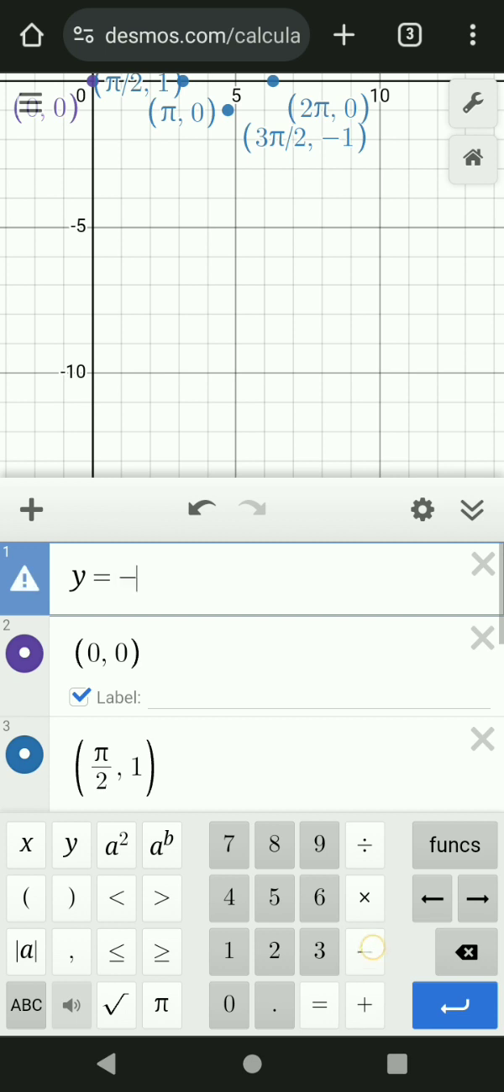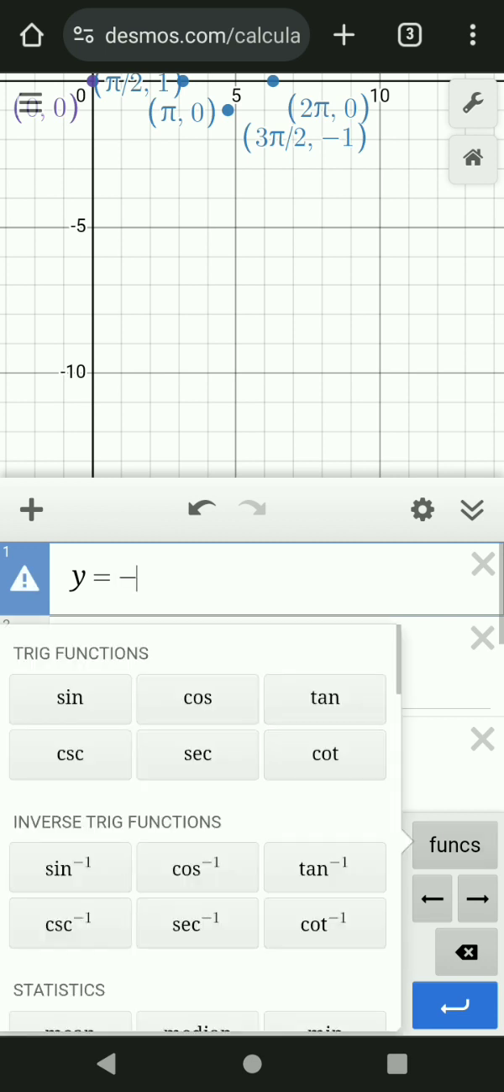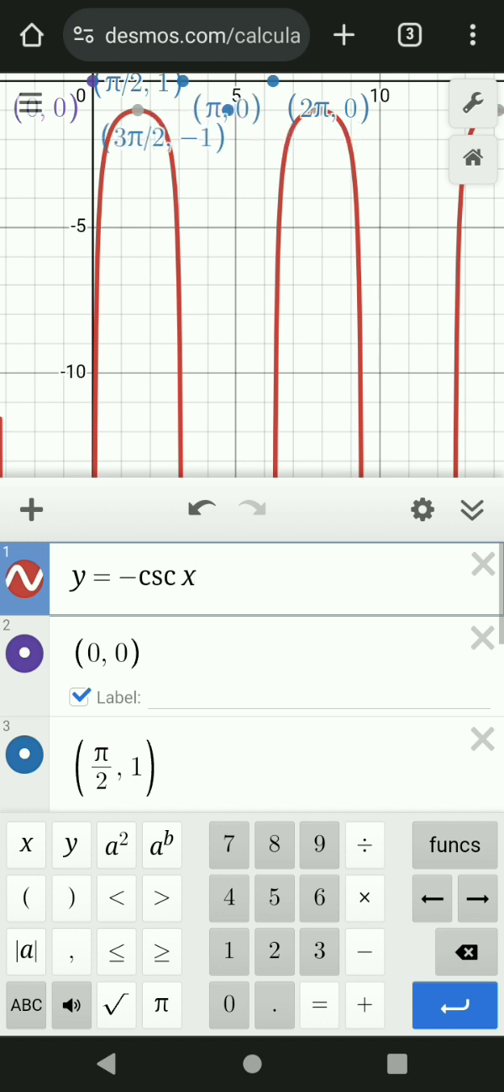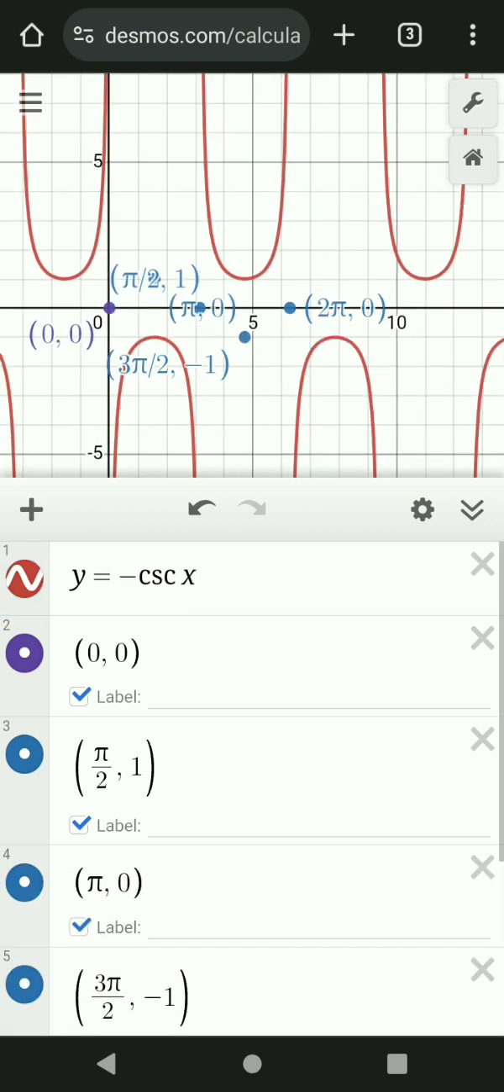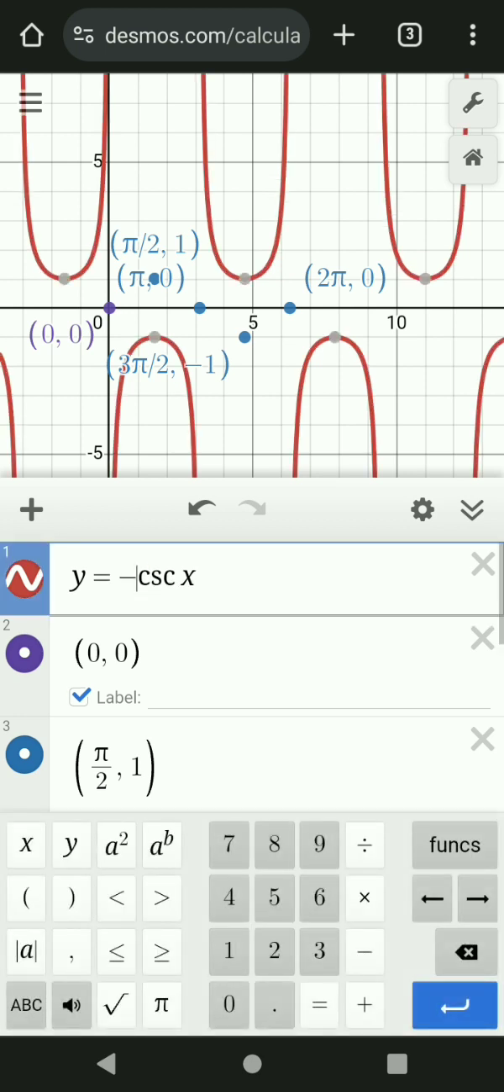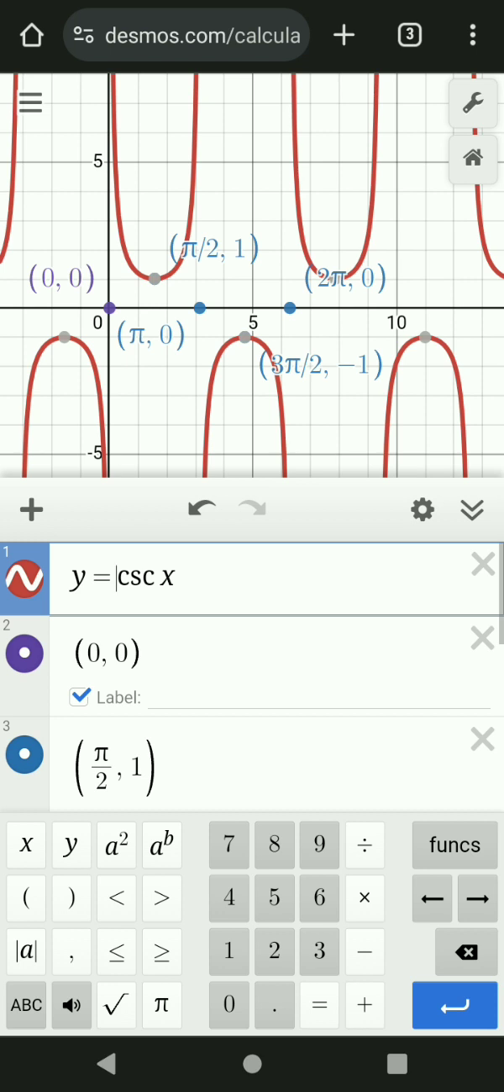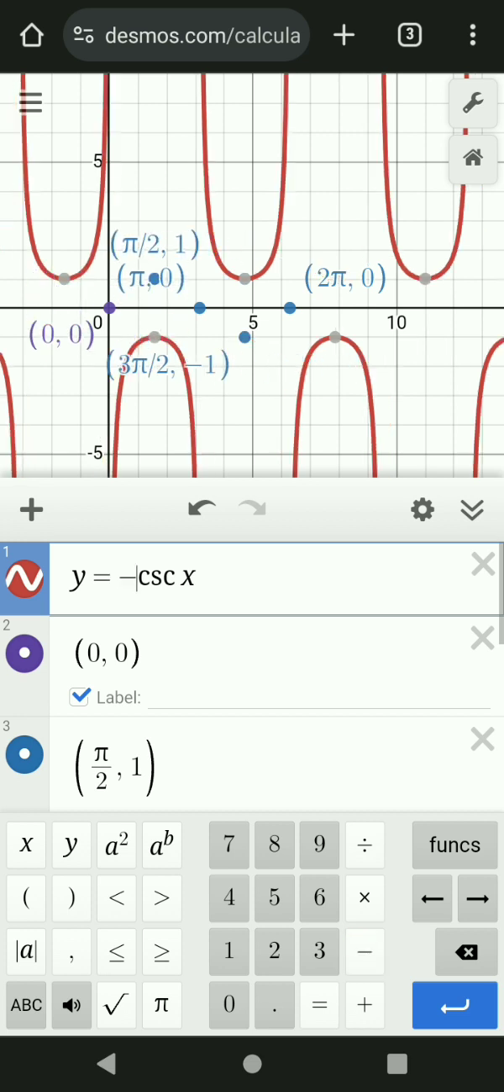Now let's move on to, what if we have negative cosecant x? What happened? Oh, okay, again, we'll just see. Okay, it moves 1 unit to the right.